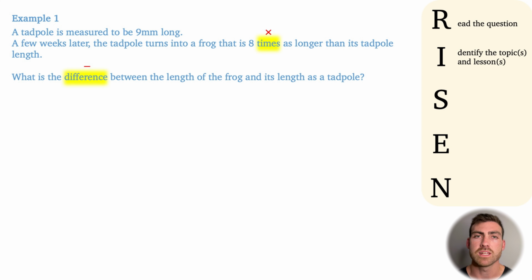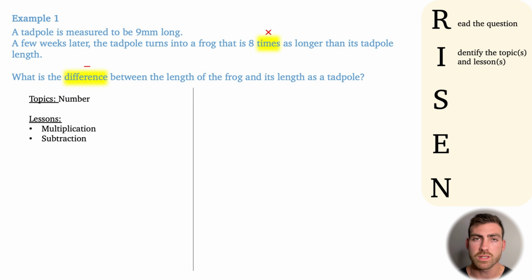I, which is identify the topics and lesson. This is from the number topic, lessons multiplication and subtraction. You don't need to always write this down. This step is used to get you thinking of potential formulas and procedures that could be used.